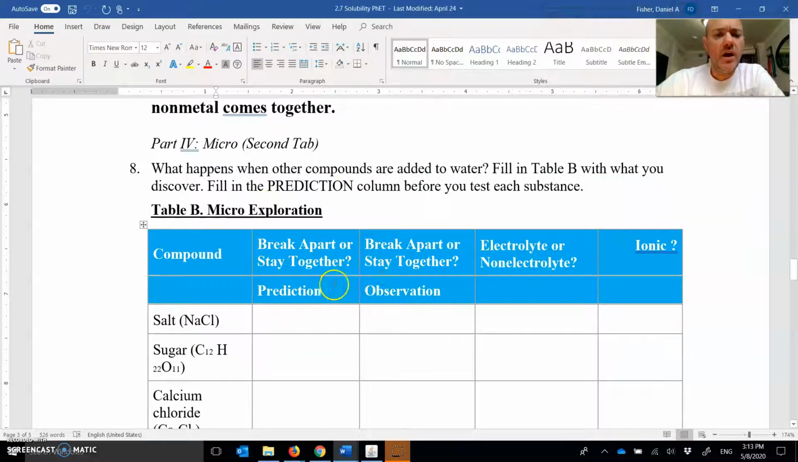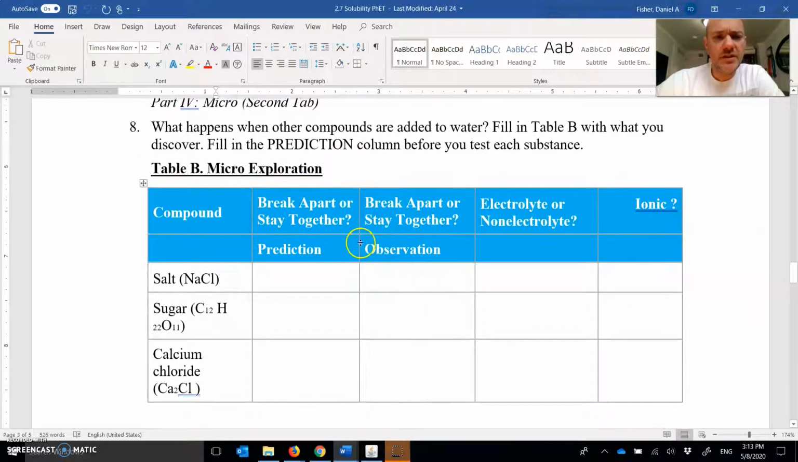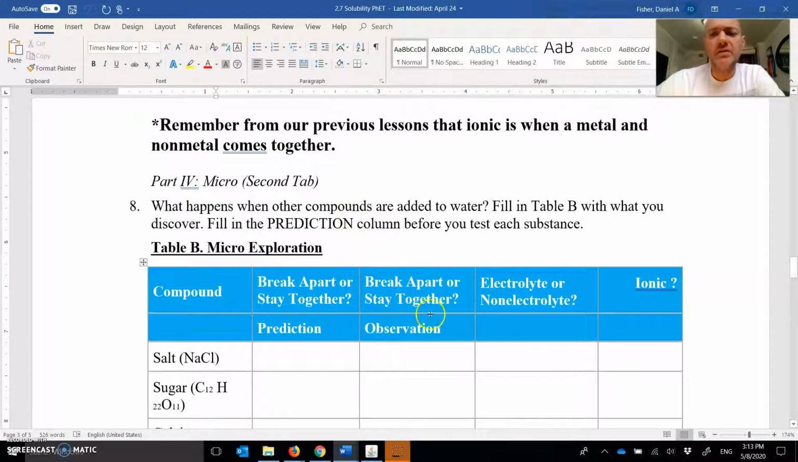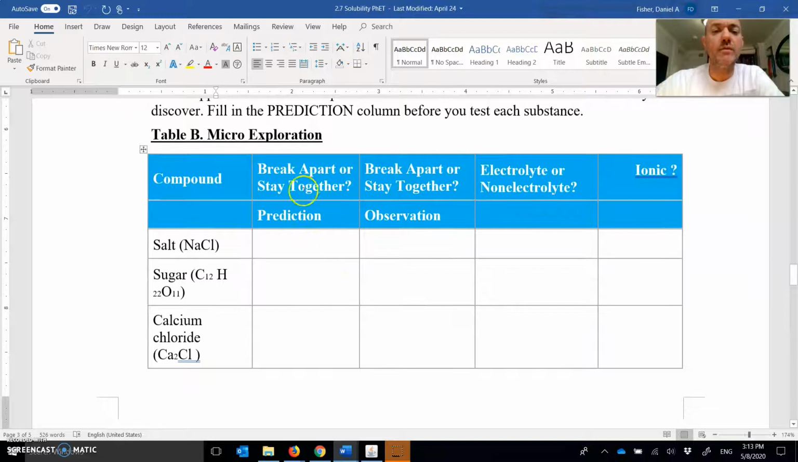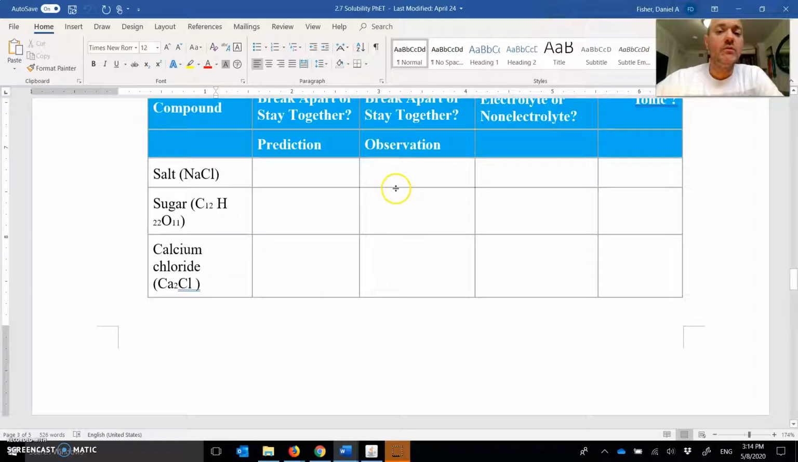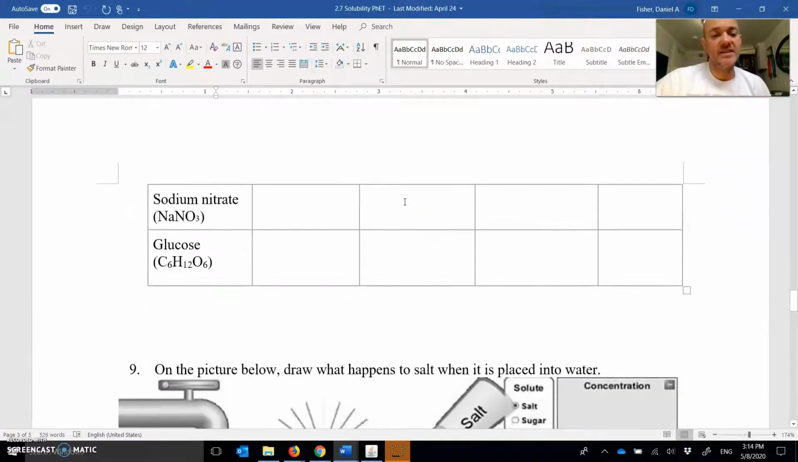So what I want you to do is make a prediction and think about ionic, which is when a metal and a nonmetal come together. We talked in previous lessons and thought about the differences in conductivity and solubility between ionic and covalent compounds. So I want you to think about all of these things here as things that are going to dissolve. I want you to make a prediction about whether they're going to break apart or stay together. And then we'll go through and look at all of them as observations.